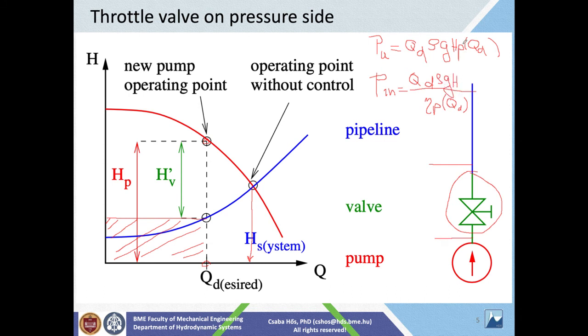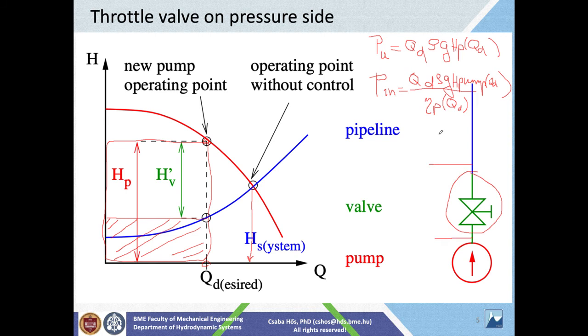So this is pipe here, this is pump. I will write it here. Pump at the desired flow rate. Okay, so that's essentially this area here. This is the hydraulic power divided by the efficiency of the pump. And that's going to be the input electric power.